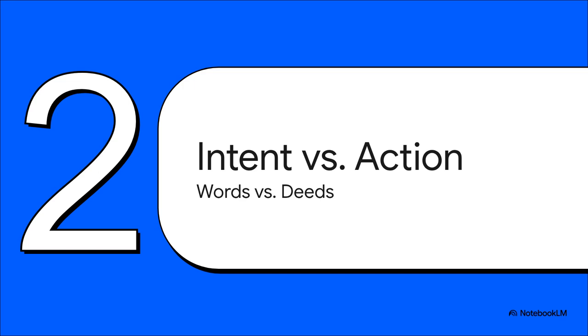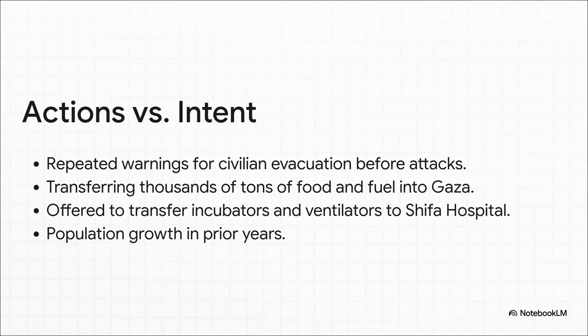All right, so if the definition itself is debatable, the paper then shifts focus to something a bit more concrete: intent. The argument here is that you can't prove genocidal intent with rhetoric alone. You have to look at the actions, the actual deeds on the ground, and see if they match the accusation. And here's the evidence the author presents to back that up.